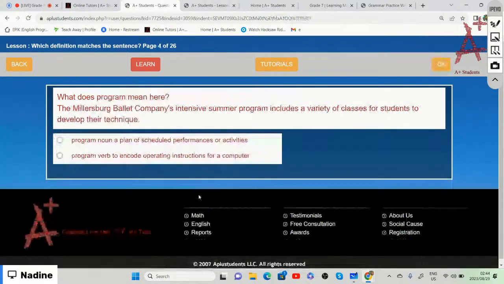What does program mean here? The Millersburg Ballet Company's intensive summer program includes a variety of classes for students to develop their technique. So, program, noun: a planned schedule, performance, or activity, or to encode operating instructions for a computer. We can say scheduled activities or performances, because it is the Millersburg Ballet Company's intensive summer program, which includes a variety of classes for students to develop their techniques. So in this case, program is a noun: a plan, schedule, performances, or activities. All right, let's do one more.